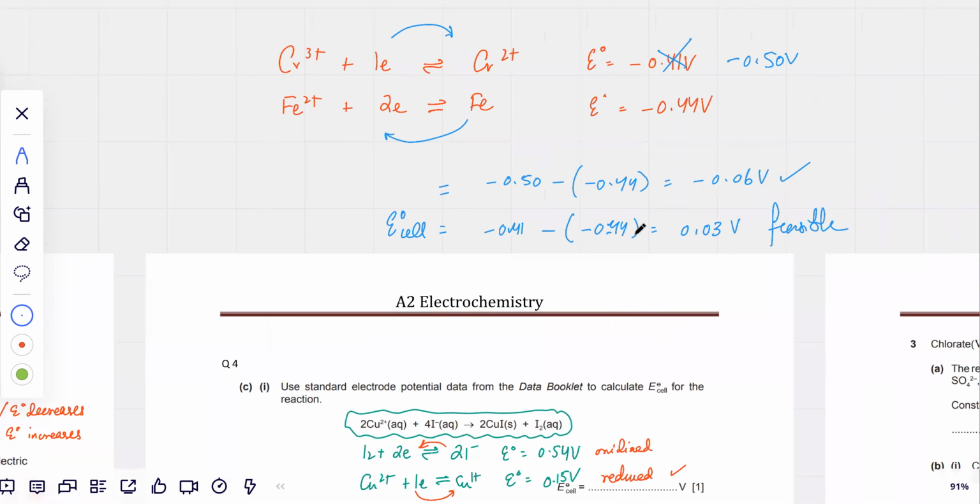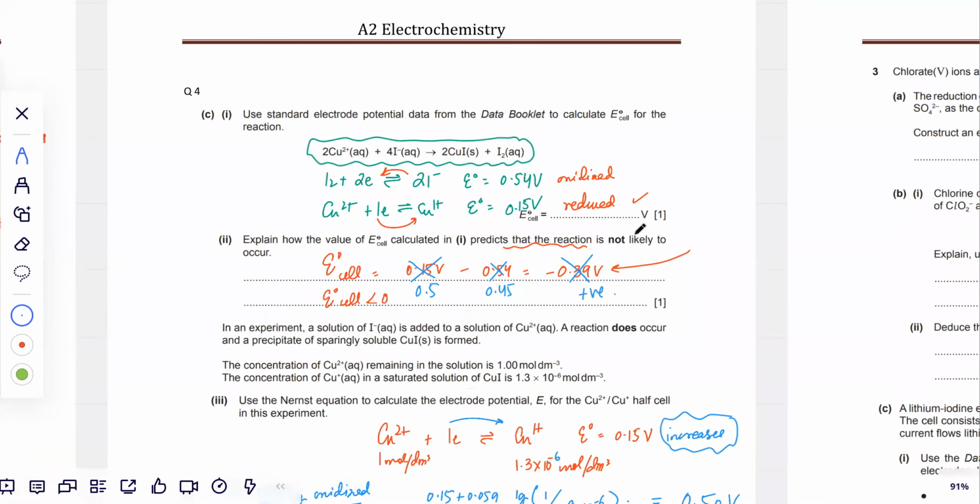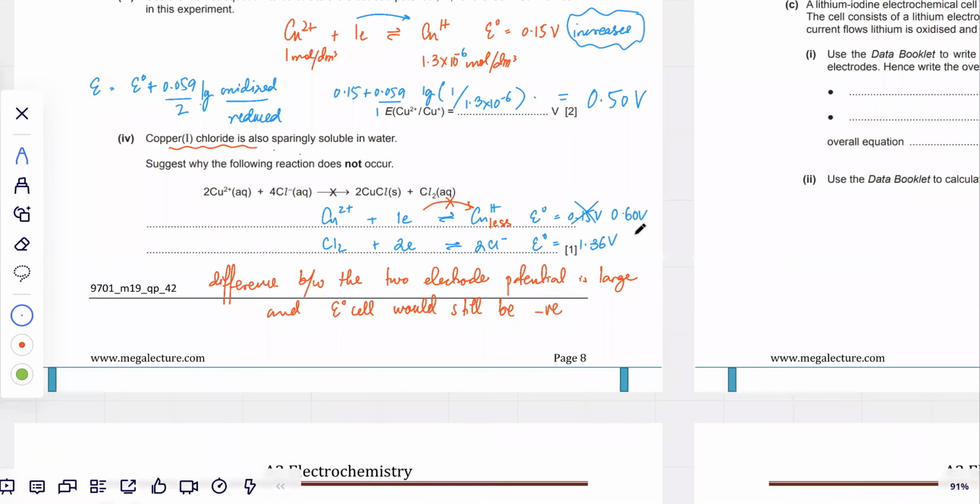Is this clear? Yes, sir. So just remember that changing the concentration of reactants and products in an electrode will change the electrode potentials and have an effect on the E0 cell. Maybe the reaction becomes more feasible, maybe the reaction becomes less feasible.